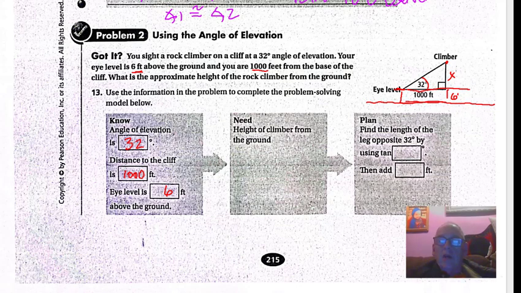So we need to find the height of the climber from the ground. Now again, this is the ground. When we solve this triangle for this x side here, we're actually finding how high the climber is up from the person's eye level. We're going to need to add 6 feet to that to get the distance from the ground. So we want to find the length of the leg opposite 32 degrees by using tangent of 32 equals x over 1,000. And then we're going to add 6.